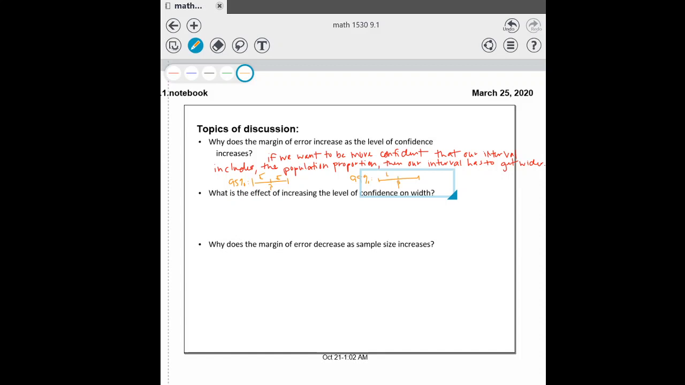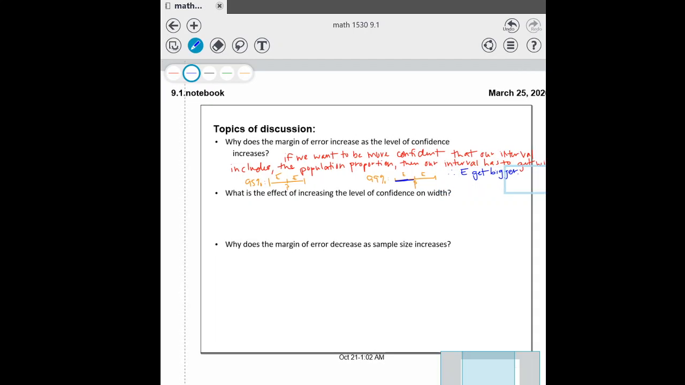Then notice what happens when my interval gets wider, my E gets longer because the interval is made up of two E's. So if my interval is shorter, aka confidence is lower, then my E is shorter. But if my confidence is higher, my E has to get longer to make the interval bigger. So the interval has to get wider, and then we can say, therefore, E gets bigger or increases, as the question said.